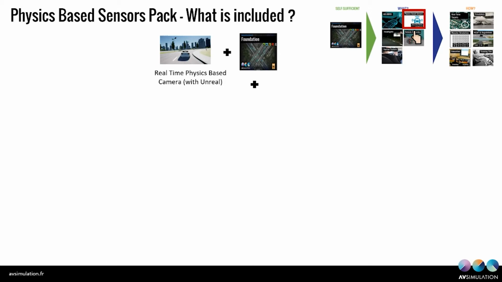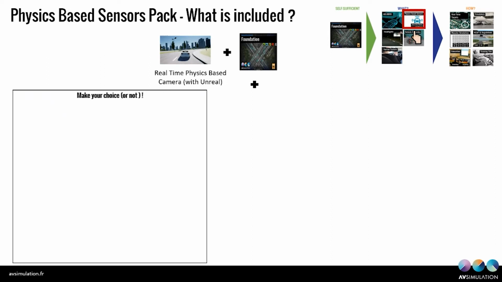Let me just explain why. It's because in Unreal, you can associate physics properties to the different elements of your scene. And because the camera of SCANeR Studio can use this 3D rendering of Unreal, we take into account the physics properties of your scene with this camera. So that's not part of the physics-based sensor pack. It's by default with SCANeR Studio.